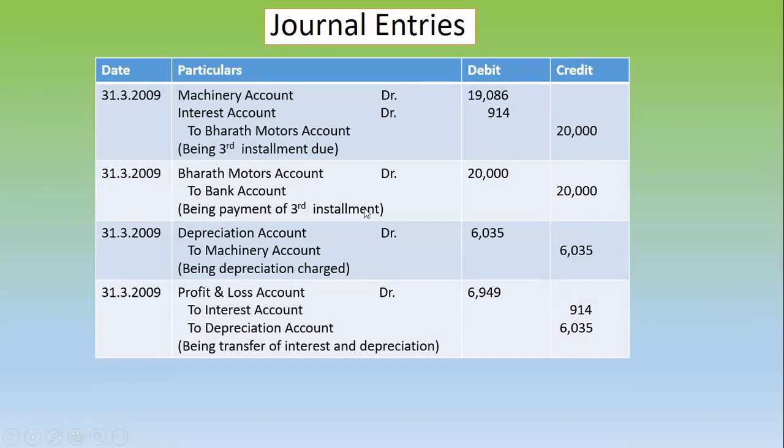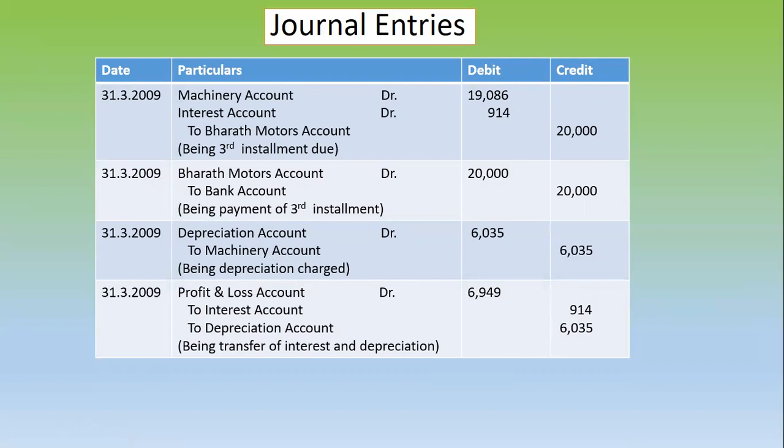And the second entry is for making the installment payment to Bharat Motors account. So Bharat Motors account debit 20,000 to bank account credit 20,000. The third one is for depreciation account 6,035 for the third year depreciation, and to machinery account 6,035. And the last one is the transfer of interest and depreciation to the profit and loss account. So here interest account 940, depreciation account 6,035, and the profit and loss account, both the values together, will be 6,949. Okay. So I hope you understand these concepts.